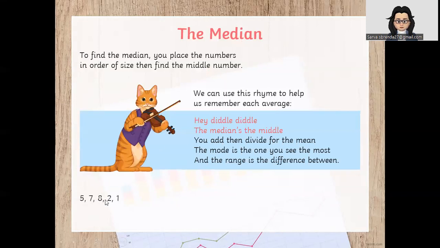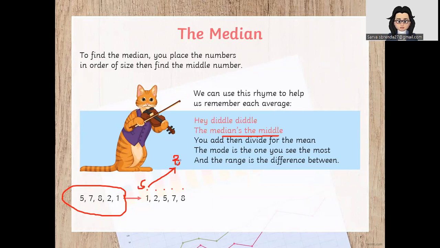So with that, if this is our data, 5, 7, 8, 2, and 1, how are we going to find the median? Step 1, before you find the number in the middle, you will need to arrange the numbers in order. So now the first value becomes 1, followed by 2, 5, 7, and 8. And this is an ascending order, which means from a small number, you work it out to the biggest value.